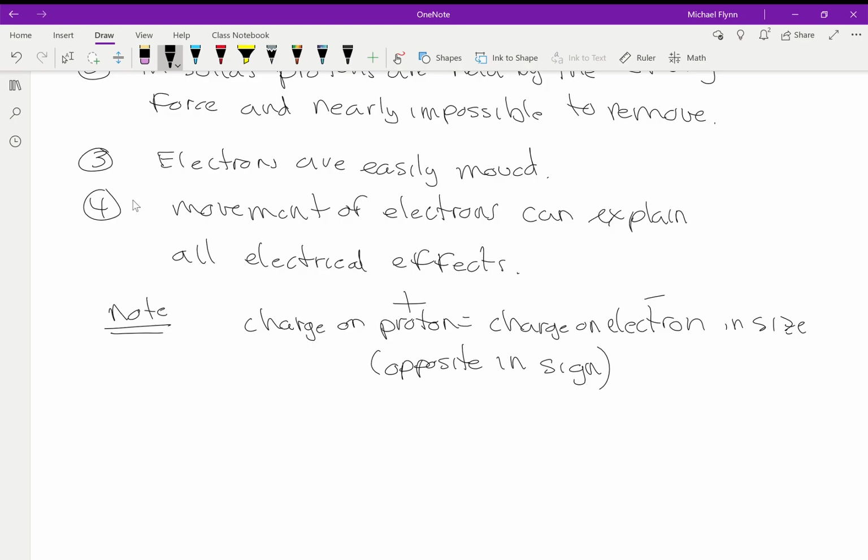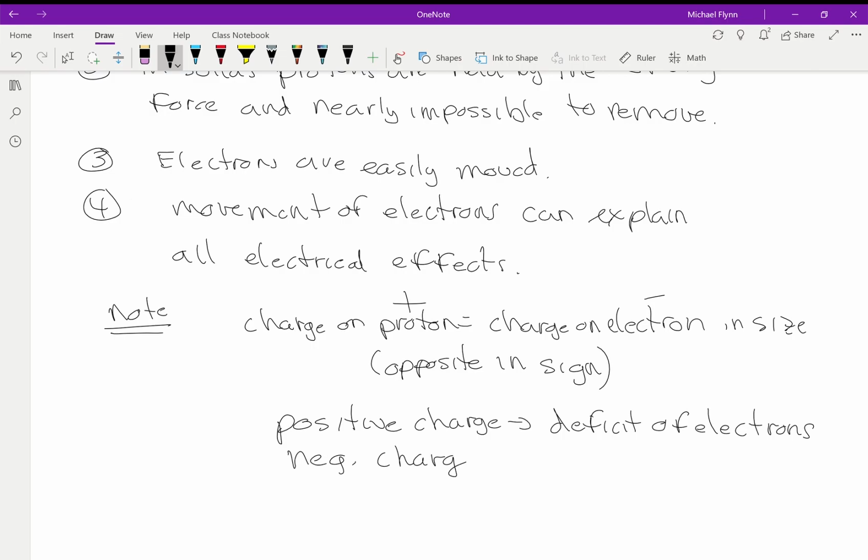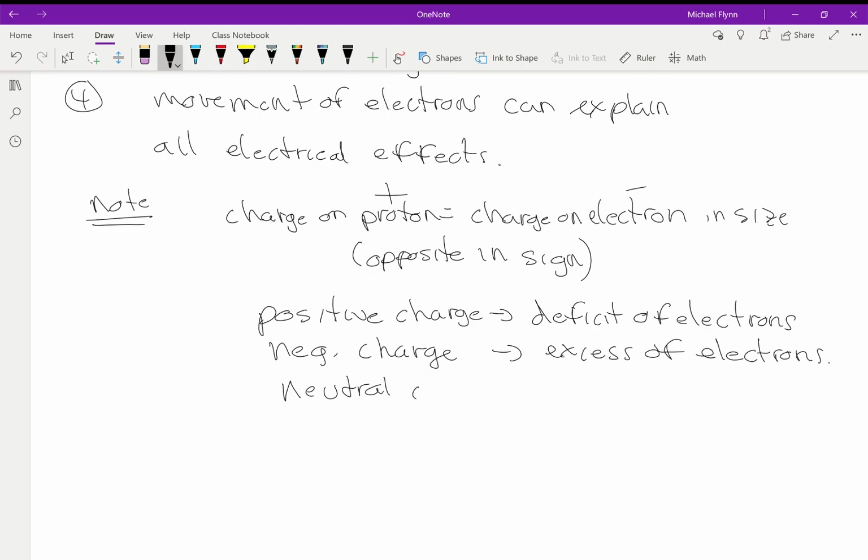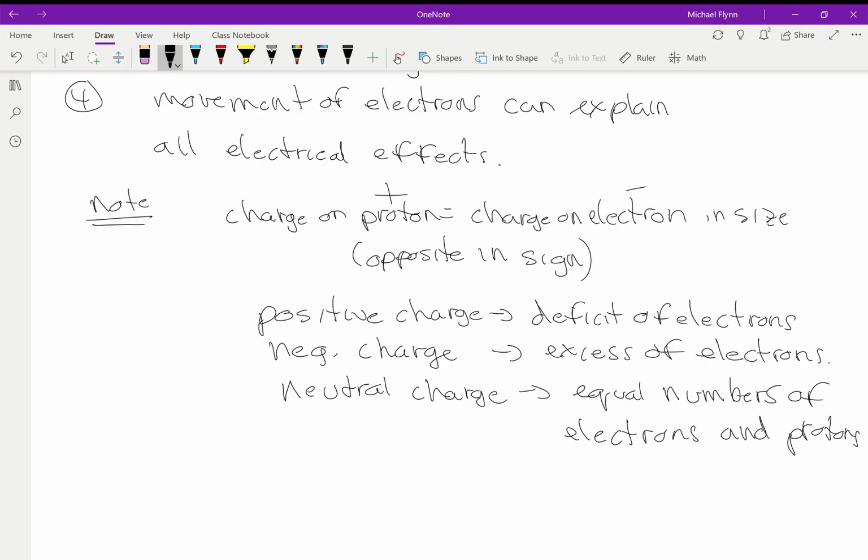Item number 2. A positive charge on an object, what does it mean? Well, it means you have a deficit of electrons. In other words, electrons have had to have been removed from those atoms in that object, okay? A negative charge means an excess of electrons. In other words, electrons must have been added to that object. And a neutral charge means equal numbers of electrons and protons.